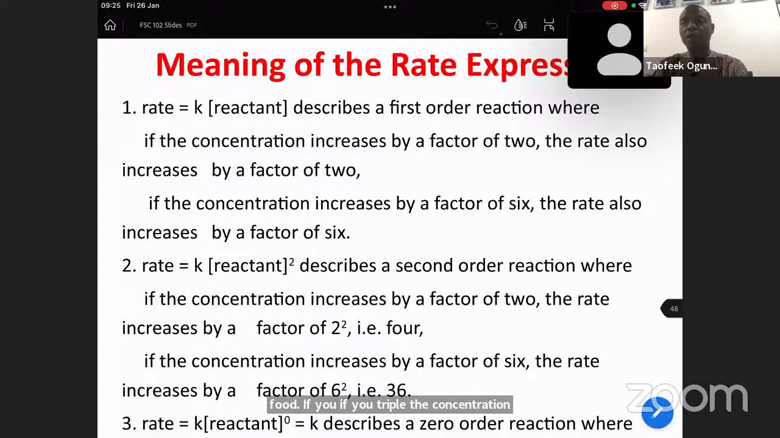Sorry, I think I need to quickly correct myself. I said that whatever you do to concentration, you get double. No. Whatever you do to concentration, you get a square of that in rate. Not double, you get a square of that in rate.